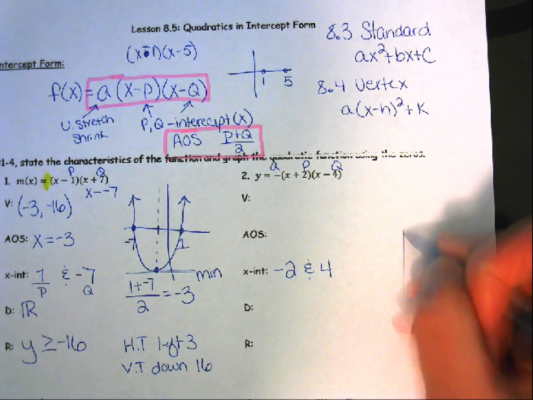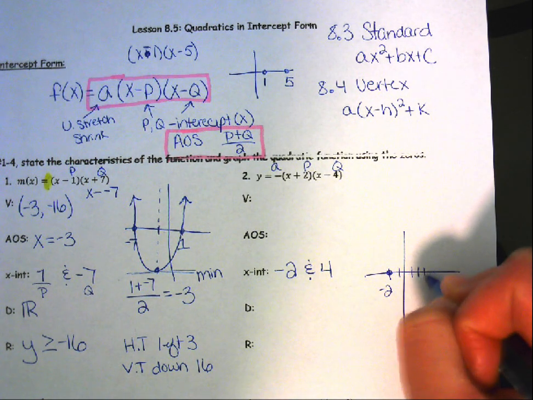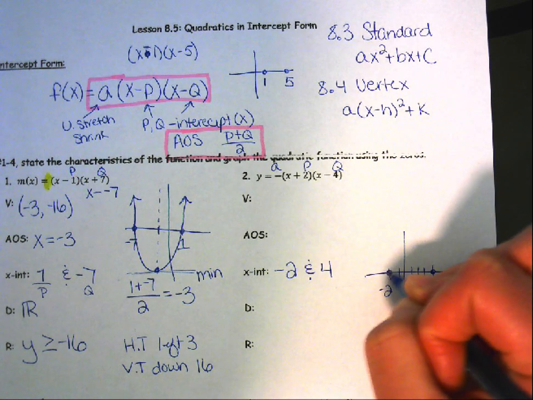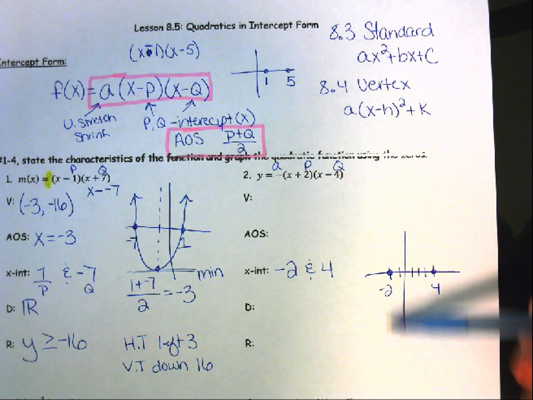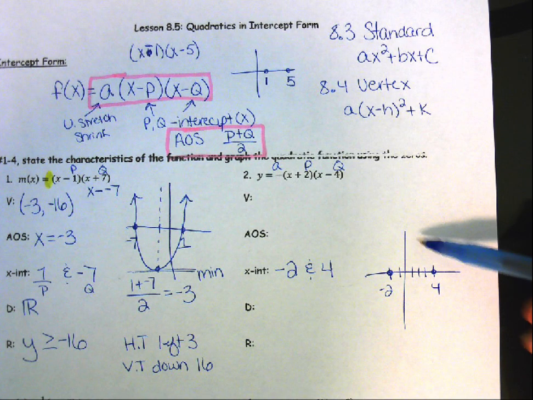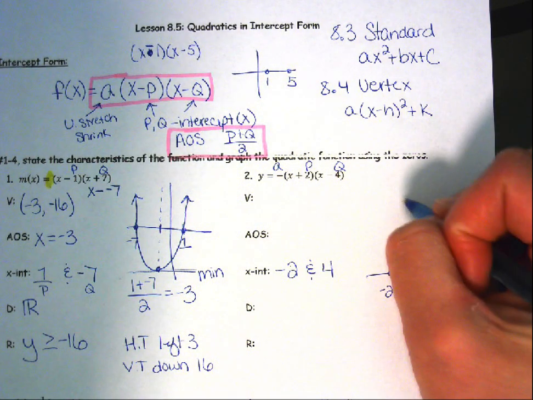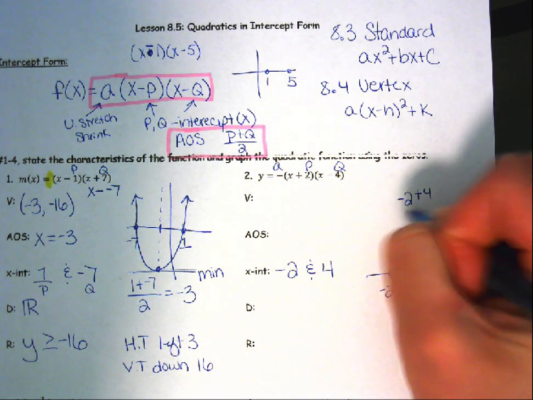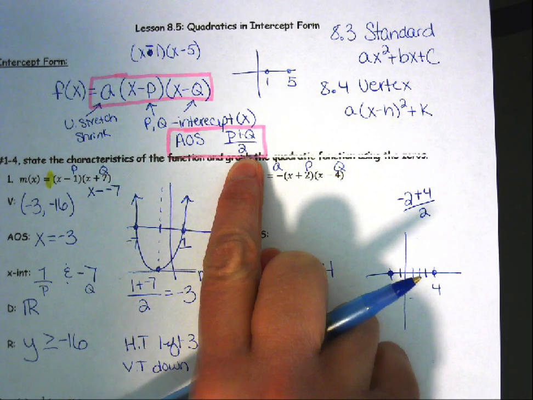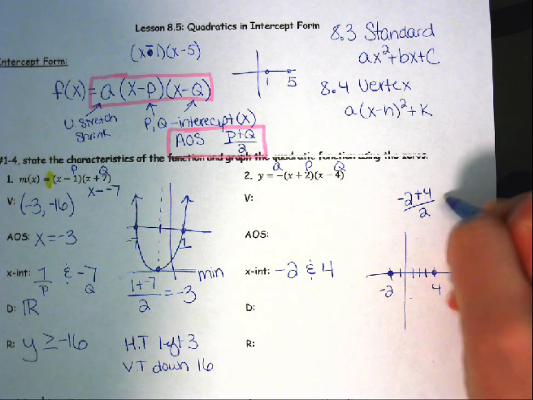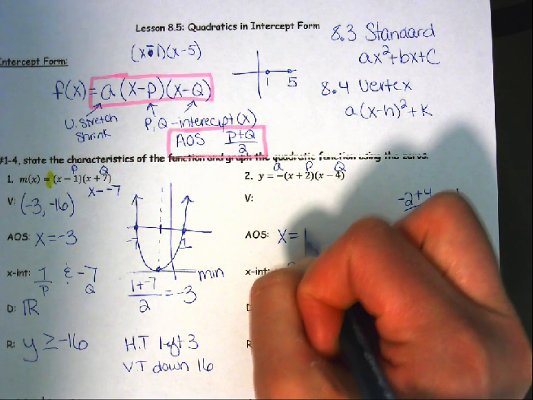So if I were to graph this, -2, 4, I know that's where it crosses. I also know it's negative, so I know it's going to be going down. It's just where is the vertex. So let's run our formula. -2 plus 4 divided by 2. I'm just using p plus q divided by 2. So that would be 2 divided by 2, which is 1. So my axis of symmetry is 1.